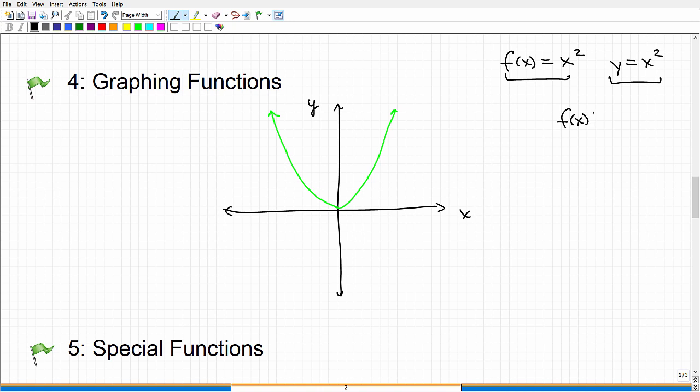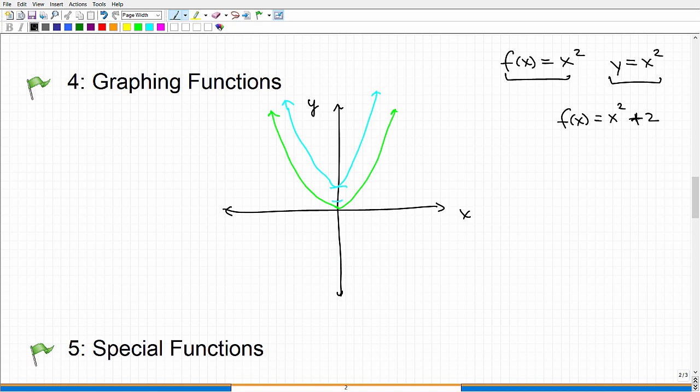So let's take our f of x equals x squared, and let's add 2 to it. What happens there? Well, when you add outside of this core function part, that just shifts the graph up or down. This is a vertical shift. So it just moves this parabola up 2. If I had this as -2, it would move it down 2.